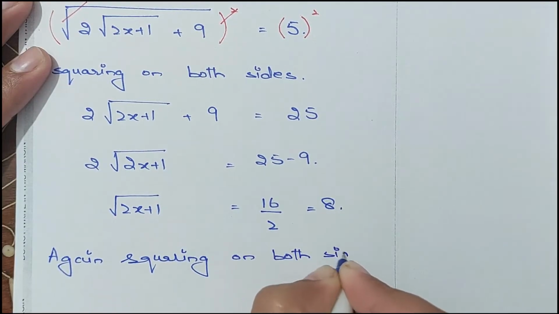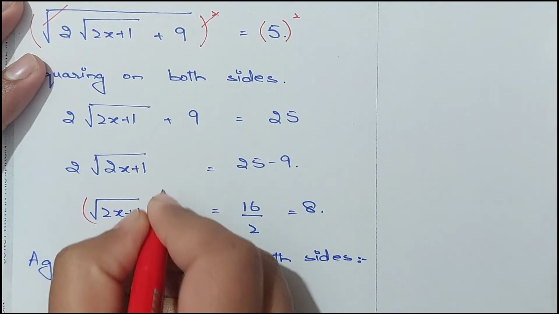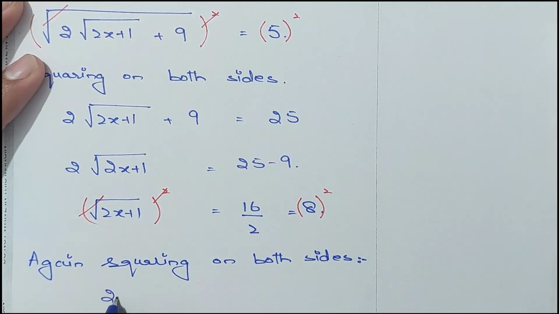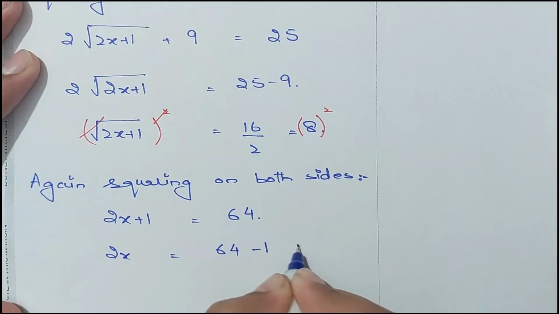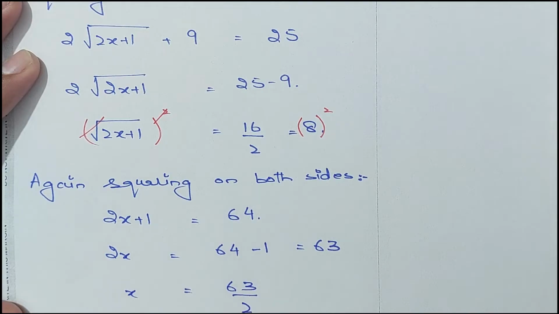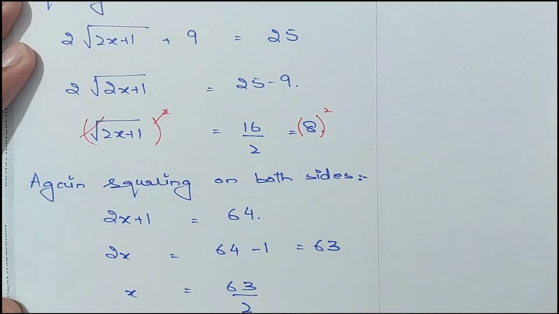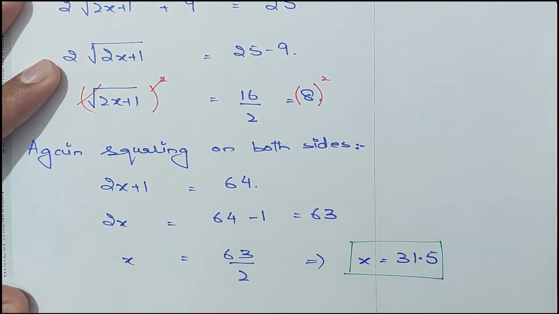To get rid of the square root. Square of this and the square of this and the square root is cancelled out. We are left with 2x plus 1 and 8 times 8 is 64. So here 2x would be equals to 64, take away 1 which is 63, and x would be equals to 63 divided by 2. 63 by 2, x value is 31.5. Okay, so we have x is equals to 31.5. That is the solution of the equation.